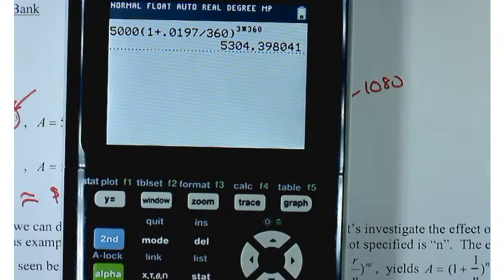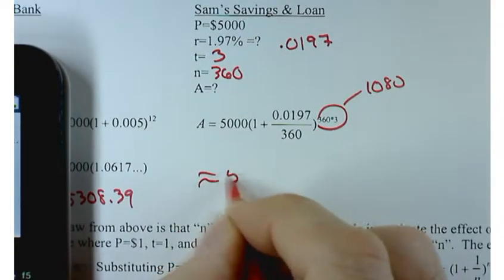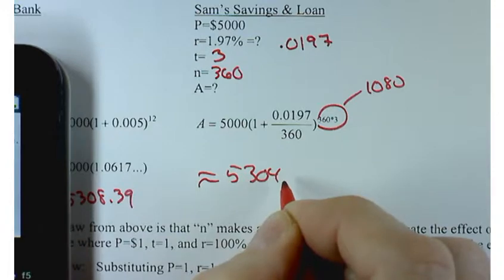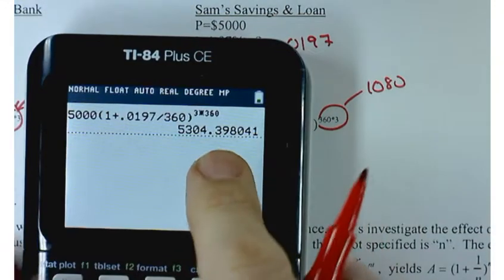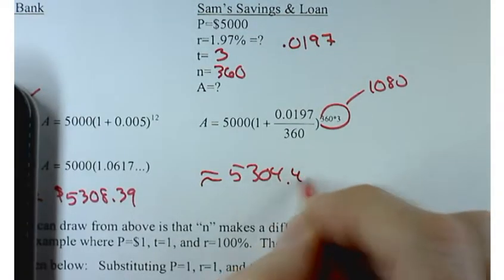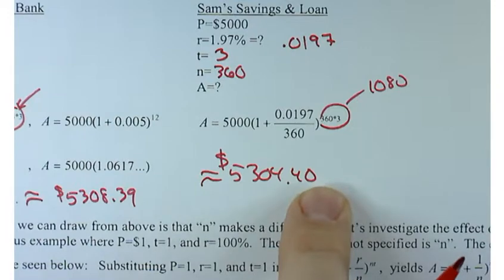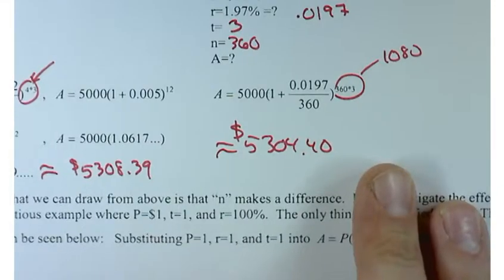How do we do? Well, about $5,304. What would I round that to? 40. And I like that you gave me a 40 and not a 0.4. There needs to be something in the hundredths place. 0 or not, doesn't matter.